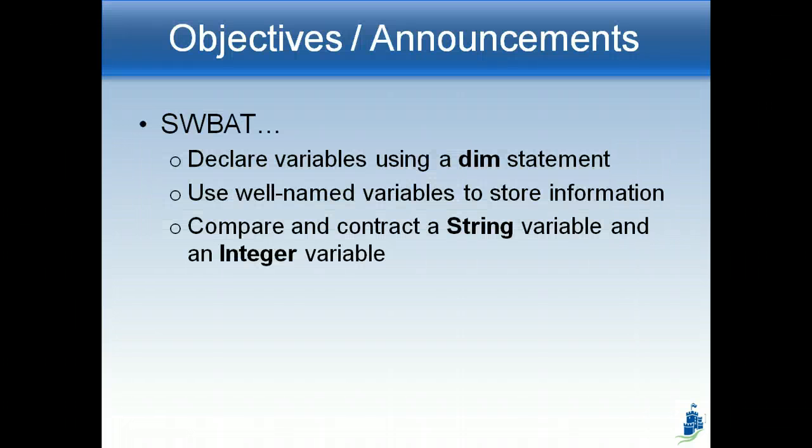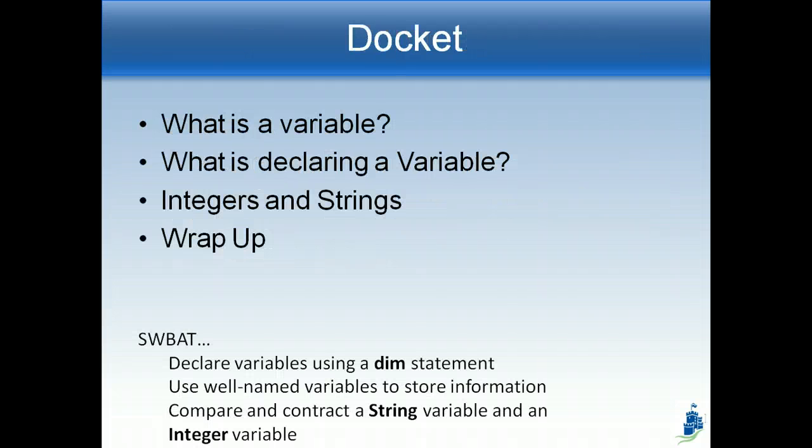So some objectives for today. You're going to be able to declare variables using a dim statement, and we'll learn about that in a second. We'll learn how to use well-named variables to store information, and we'll be able to compare and, I should say, contrast a string variable and an integer variable. So those are two different types of variables. We'll see that in a second. All right, so we'll say what is a variable, we'll talk about what is declaring a variable, we'll talk about integers and strings, and then we'll be done.